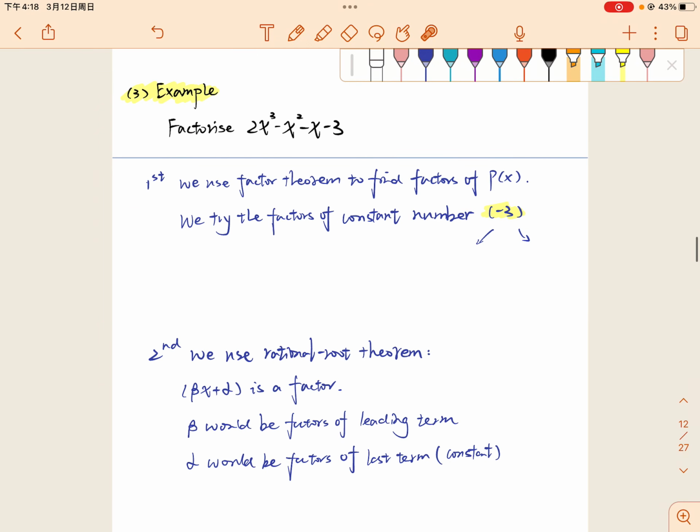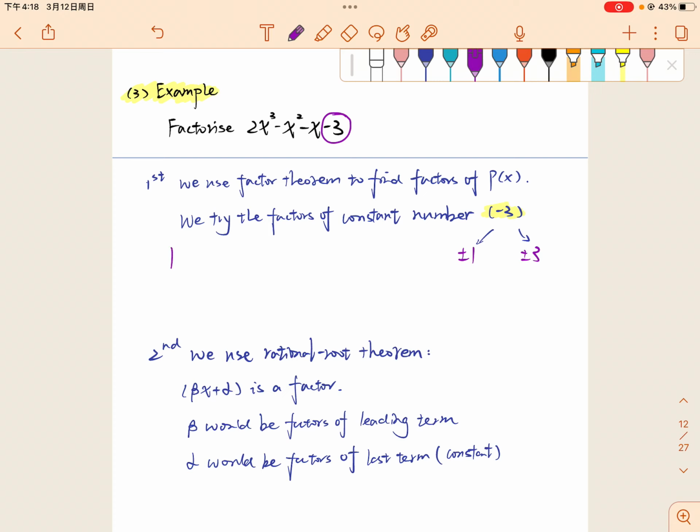The example here, we need to factorize 2x cubed minus x squared minus x minus 3. And remember last Friday, we learned how to factorize it? We first try different factors. We use the factors of our constant number. Okay, that's where we start. Our constant number here is negative 3, so the factors of negative 3 are plus or minus 1 or plus or minus 3. There are 4 factors of negative 3, right?